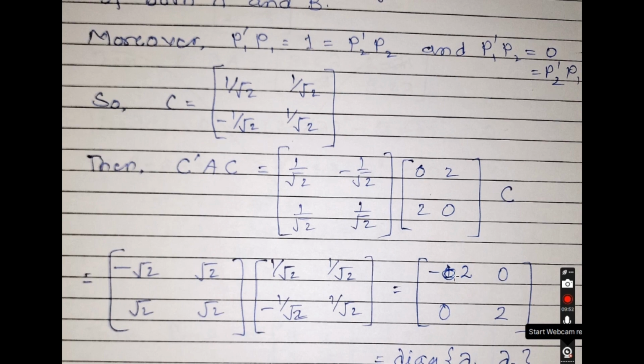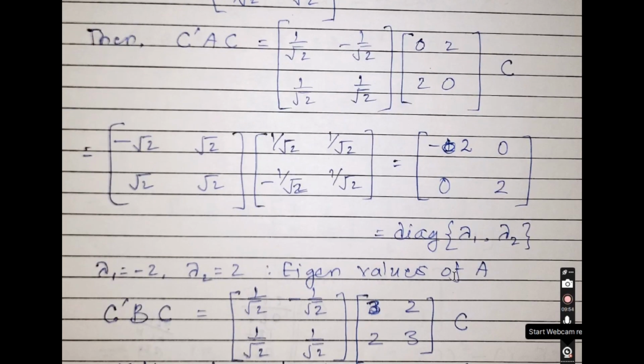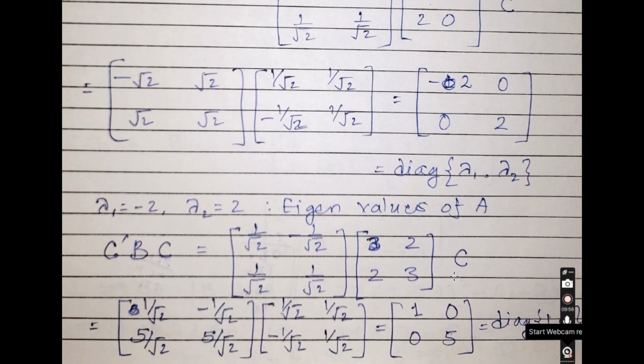eigenvalues of the matrix. So now C prime BC, let us see what C prime BC is. C prime BC is again diagonal, with 1, 0, 0, 5, which is again the eigenvalues of matrix B.